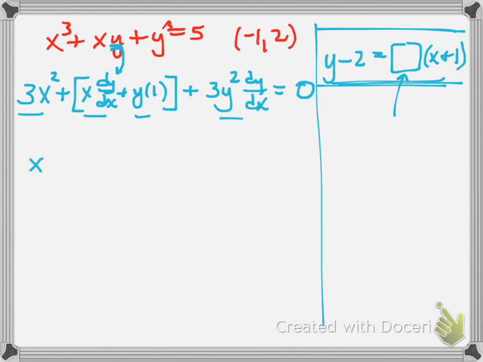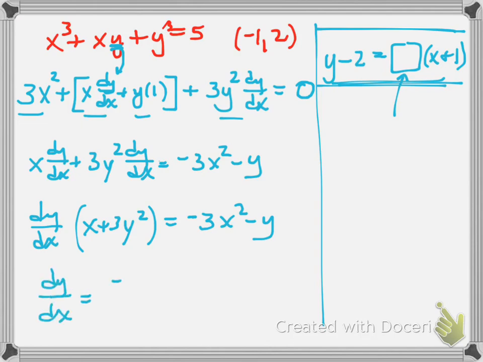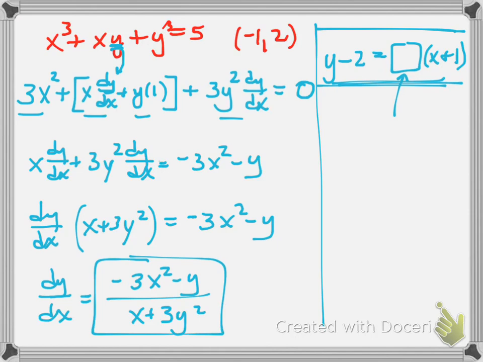So right now I have x dy dx plus 3y squared dy dx. That will equal, let's see, negative 3x squared minus y. Factor dy dx out. And if I'm going a little too fast, pause, and catch up. But here's my final derivative: negative 3x squared minus y over x plus 3y squared. You can't really cancel anything out here, so you just have to leave it.